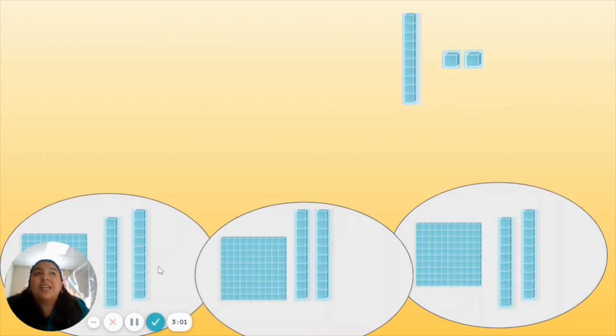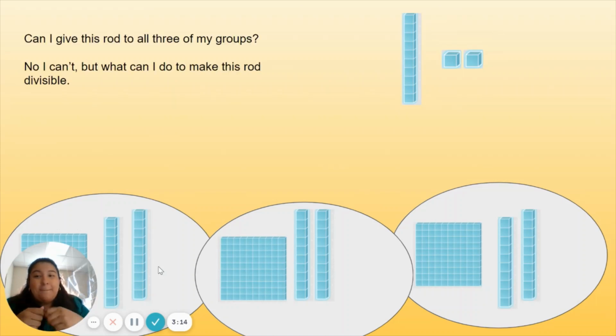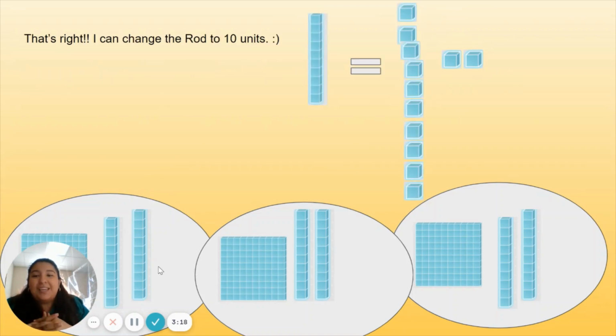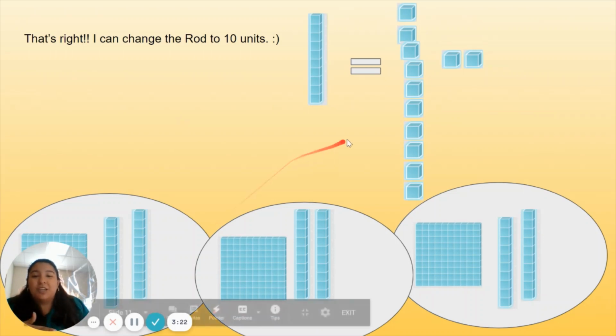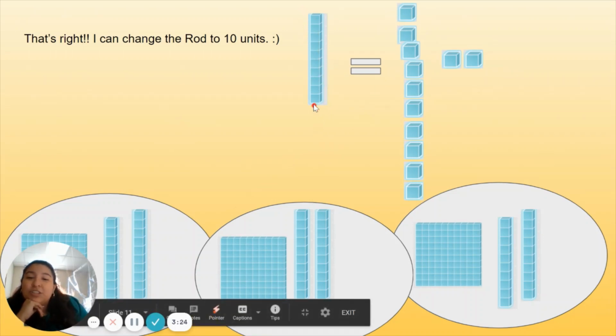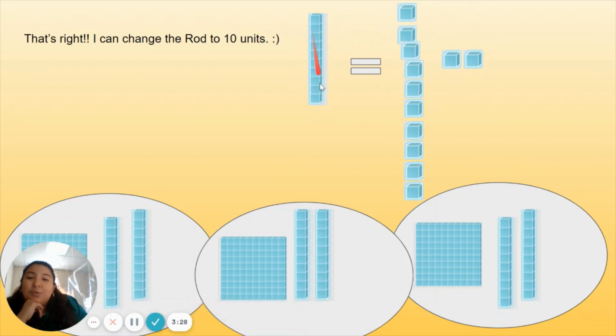So let's think of this as a Hershey bar. I was able to give 2 Hershey bars to 3 people, and now I have 1 big Hershey bar left. How can I split this up to be able to divide it or share it with others? I can break it up. So I need to figure out how to make it divisible, and I can break it up. I can change the rod to 10 units. So I'm showing here this 1 rod, which is 10 units, I can break it apart. So this 1 rod is the same thing as 10 units split up.